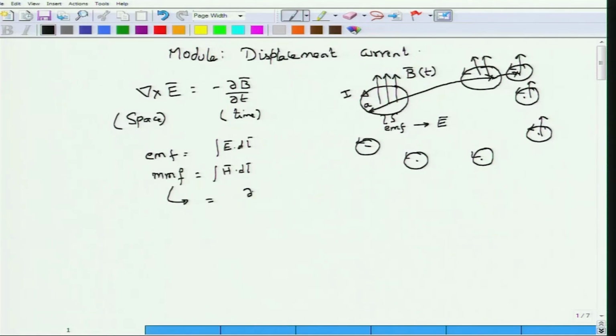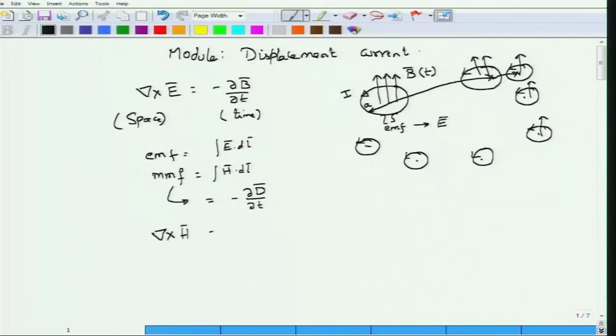So the question we are asking is, will any MMF be induced if there is a change in electric flux density? Will there be a situation where the electric flux density associated with a conductor or a circuit changes and introduces magnetomotive force, which would mean there will be a changing magnetic field, correct?